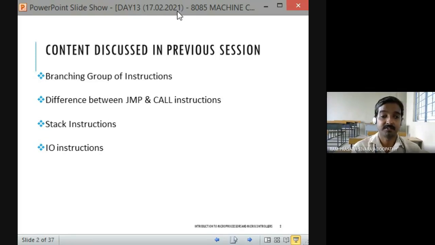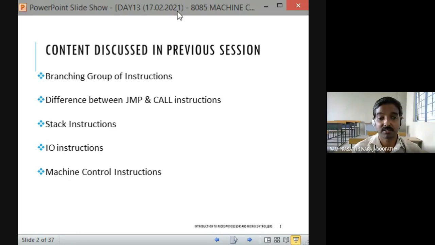Fine. See, when we are using these two instructions, which register must be used to transfer the data between the microprocessor and the IO device? Yes, very good. Accumulator register. Very good. Super. Fine. Then we went on to the machine control instructions.